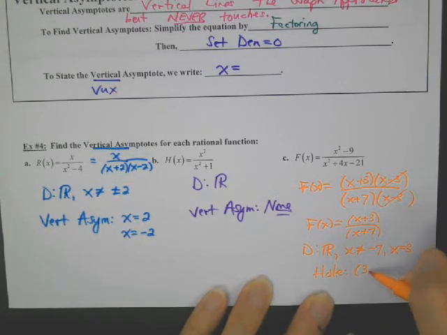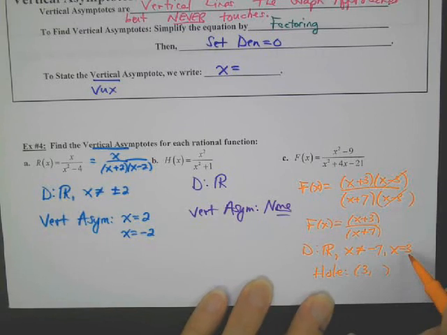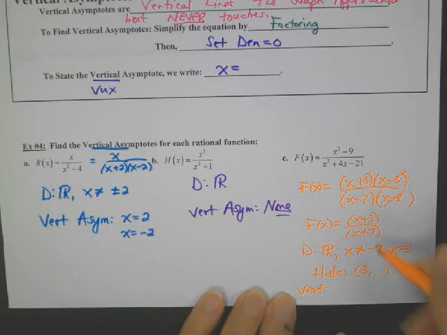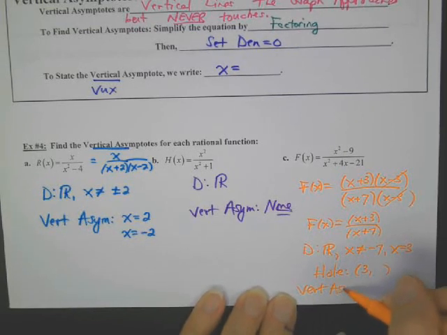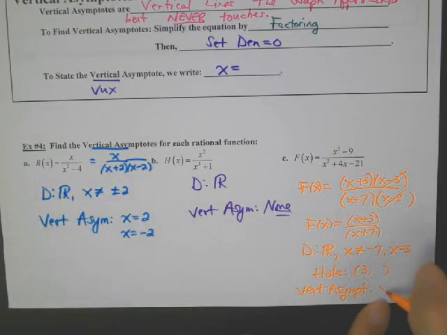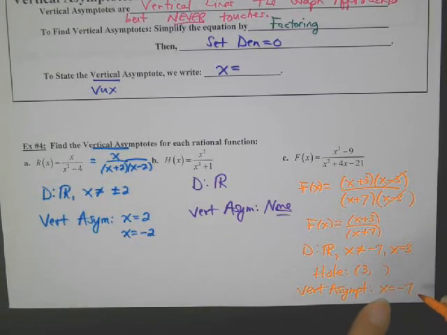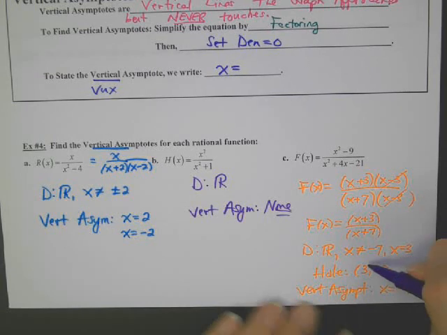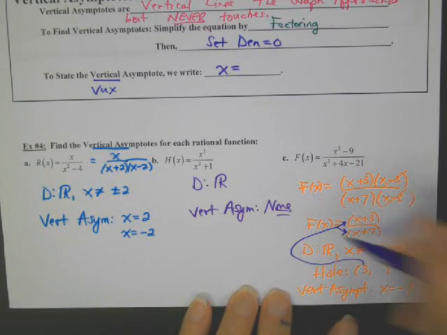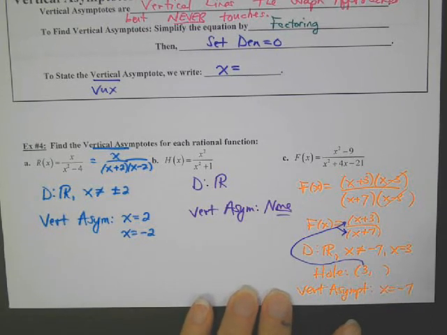The hole is at 3 comma something. No graph at 3, that's because it's a hole. The other restriction that's still left, factors that are still left, are vertical asymptotes. So we have a vertical asymptote at x equals -7. Now we have to finish that hole. How do we find the y value for a hole? You take the x value and you plug it into the new equation. So go ahead and calculate that and tell me the fraction.